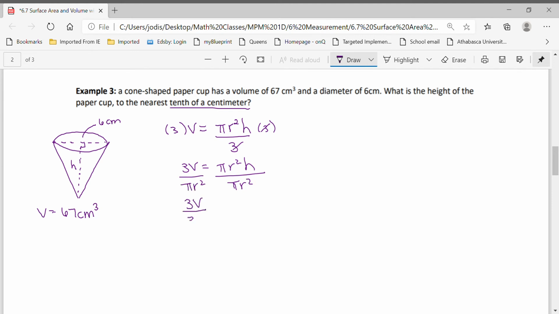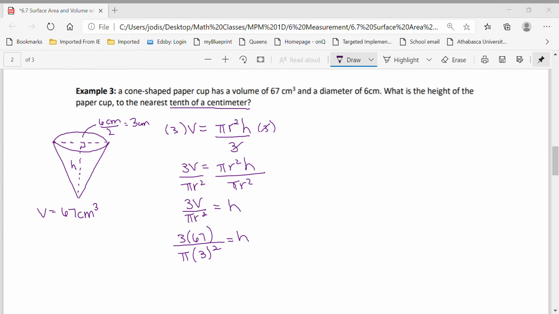And we end up, oops, not a 3. I need a pi. Pi r squared, and that is h. Okay, so let's plug in what we know here. So the volume is 67, pi, and radius, they gave us the diameter, so if we do that, 6 divided by 2 gives us 3 centimeters for our radius, and squared.